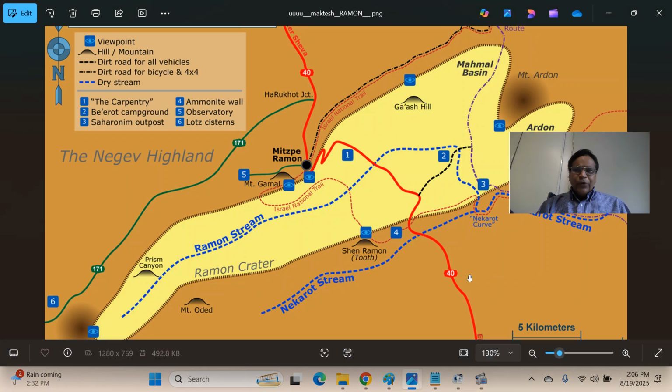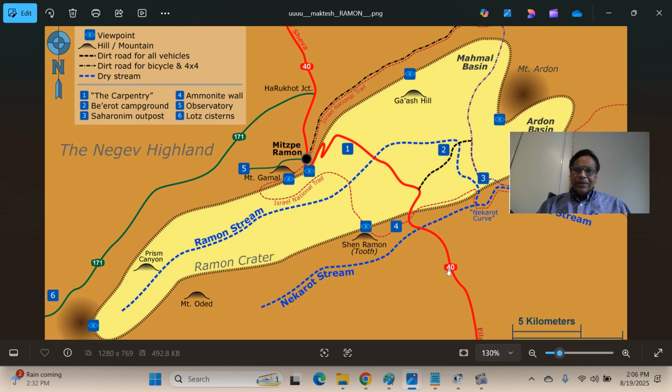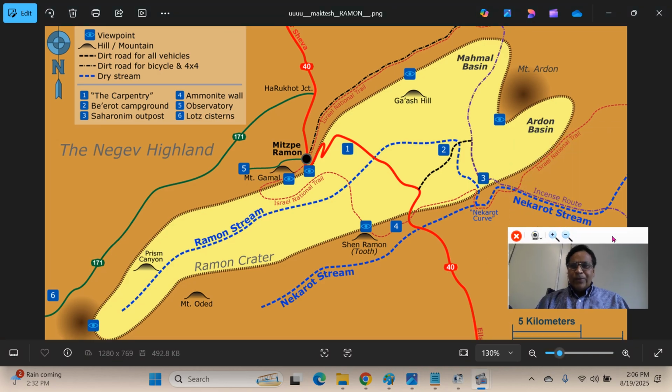Here I am showing the Makhtesh, that is the crater, cirque, erosional valley. This is called the Ramon crater, you can see. Remember Lord Rama, Ram on, Ramon crater. The Ramon stream here comes from the crater and drains there, joins Nekarot. Nekarot eventually goes near Sepir town in the Arava Valley.